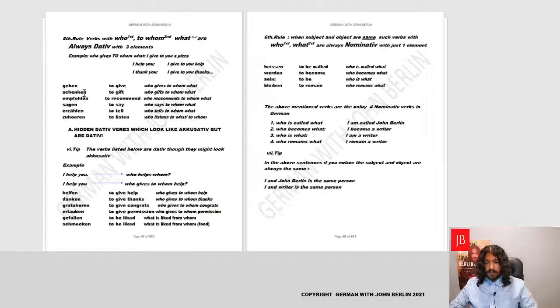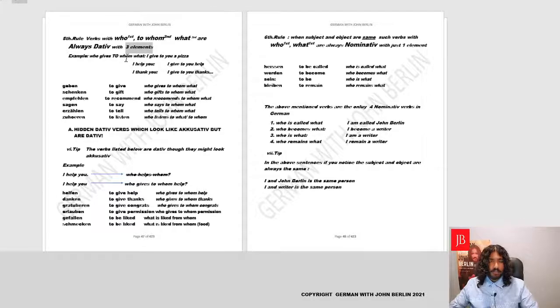Okay, let's look at the verb. We have geben: I give to you pizza, yes. Okay, so what does the verb require? It requires basically who gives to whom what: who, the person giving the pizza, to whom pizza is being given, and what is being given, yes. So basically geben is a pure dative verb. It always needs three elements.